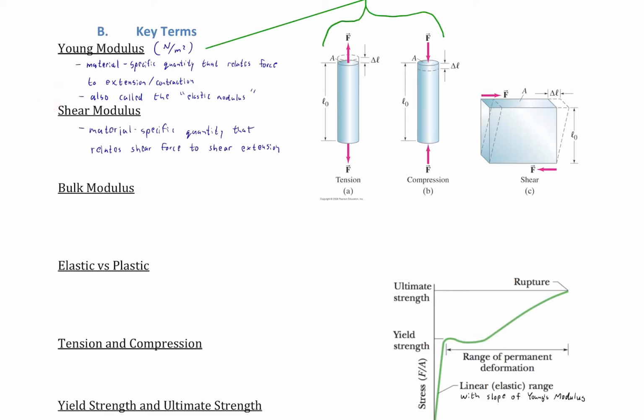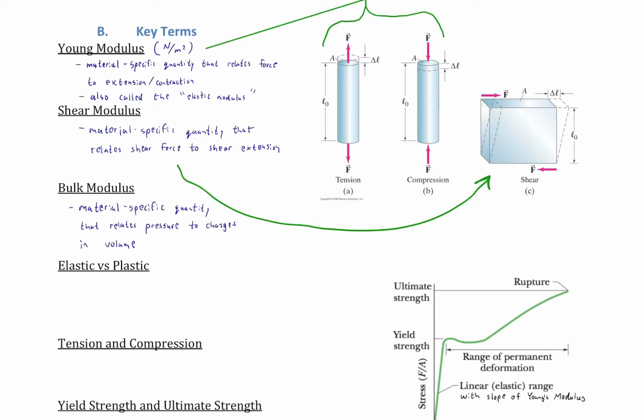Okay, so what is the shear modulus? Well, again, it's a material-specific quantity that relates shear force to extension, all right? So it's pushing a force parallel to a cross-sectional area and then having the shape deform at an angle like this. That's shearing. That's like taking a large book and pushing on the cover of the book and having all the pages kind of come out in a sort of parallelogram shape. Okay? That's what's happening here.